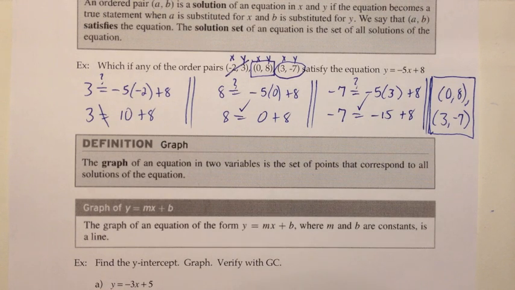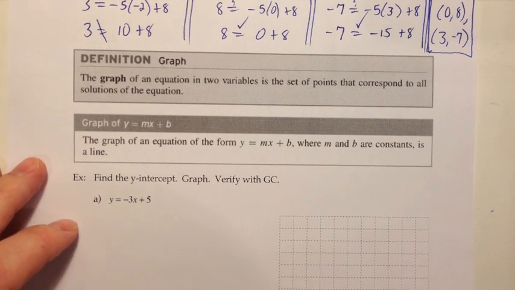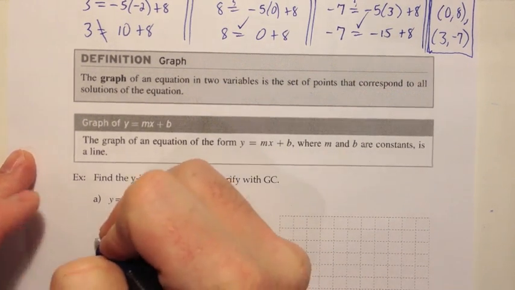Alright, so let's go ahead and see how we would do a graph of such an equation then. So let's try and find the intercept of this and then graph and then verify with the graphing calculator. So when we go to find the y-intercept, that's the place where it crosses the y-axis.